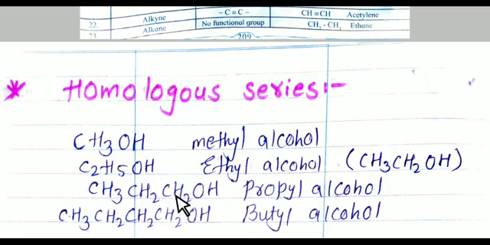In homologous series, homologues are arranged in the increasing order of their molecular mass. Means from CH3OH, methyl alcohol, to butyl alcohol, the molecular mass of the members increases. Methyl alcohol has lower molecular mass than ethyl alcohol, then propyl alcohol has an increase in molecular mass, then butyl alcohol again has an increase in molecular mass.